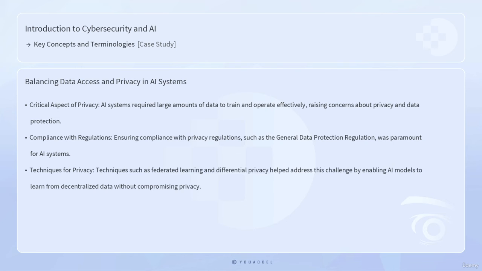Finally, Sophia considered the critical aspect of privacy and data protection. AI systems required large amounts of data to train and operate effectively. Ensuring compliance with privacy regulations, such as the General Data Protection Regulation, was paramount. This raised an essential question: how can organizations balance the need for data access with the protection of individual privacy? Techniques such as federated learning and differential privacy helped address this challenge by enabling AI models to learn from decentralized data without compromising privacy.